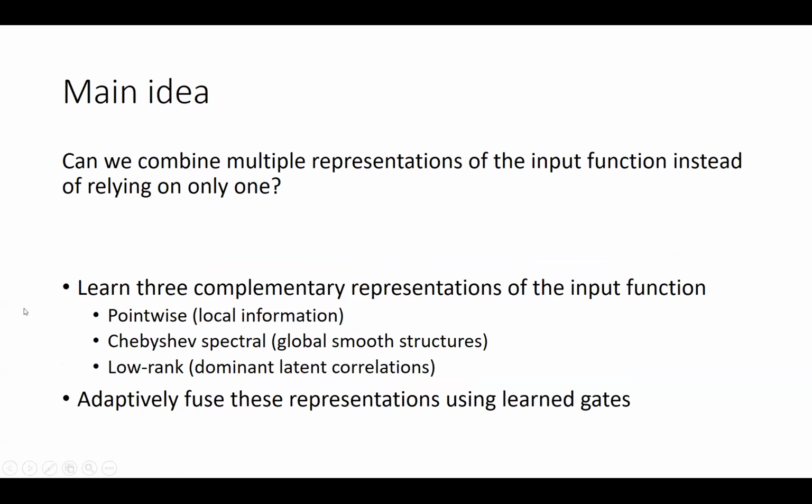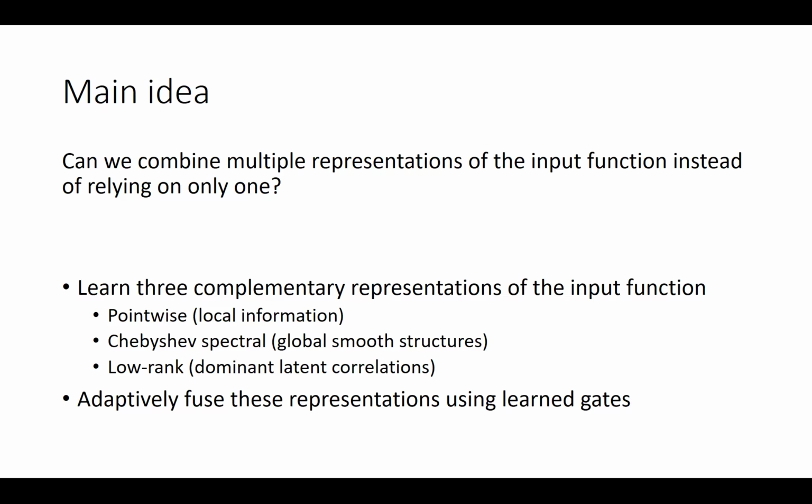So what is the core idea of our work? Instead of relying blindly on just one representation, we can combine multiple views. We propose to learn three complementary representations of the input function. First, a pointwise representation. This focuses on local unstructured feature interactions. Second, a Chebyshev spectral representation. This encodes global smooth structure using orthogonal coefficients. Third, a low rank representation. This enforces structural constraints and keeps the parameter count low.